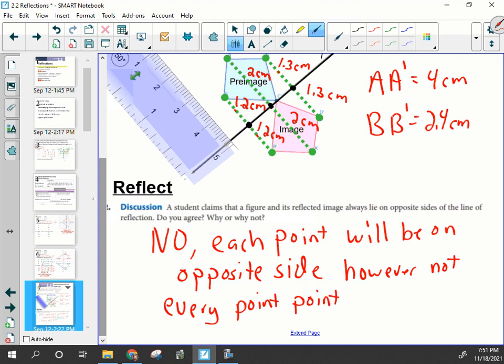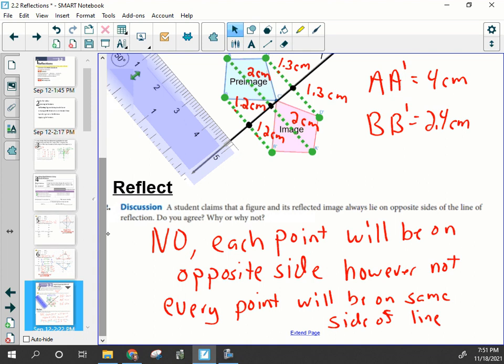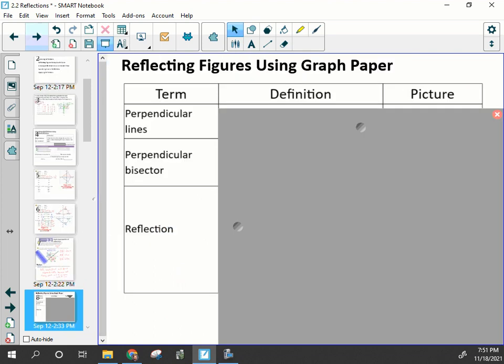Also, it is possible that a point could be on the line of reflection. So some terminology. So remember, this is review.